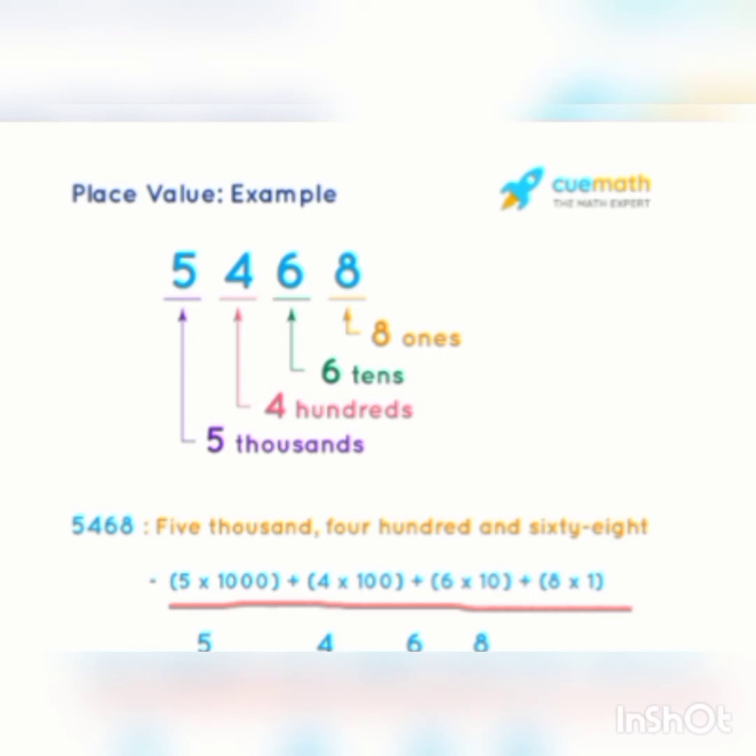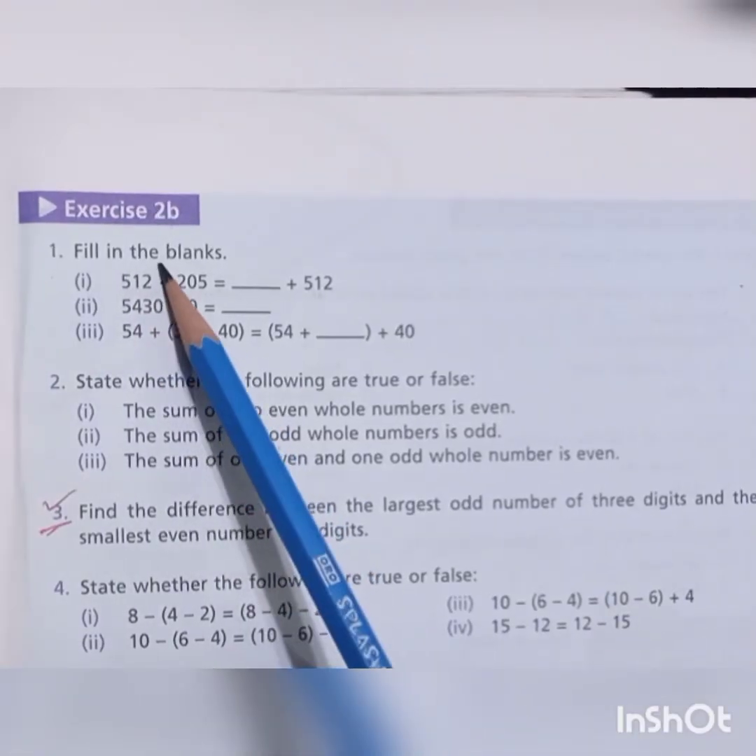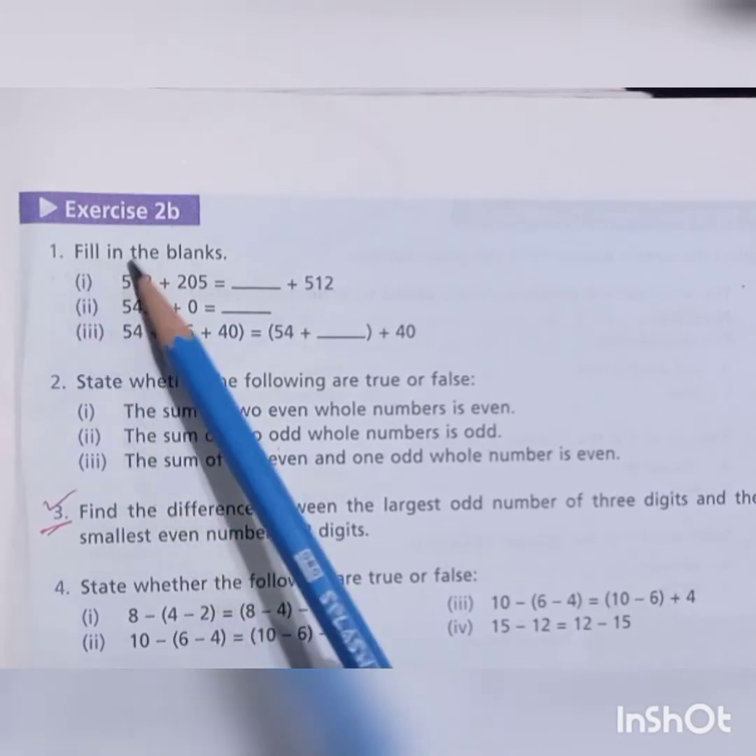Here we can see that place value of 8 is 1, so 8 multiplied by 1. And place value of 6 is 10, so 6 multiplied by 10. Place value of 4 is hundreds, so 4 multiplied by 100. And also place value of 5 is 1000, so 5 multiplied by 1000. And now adding these values shows the expanded notation. Now start to solve exercise 2b, and question number 1 is fill in the blanks.